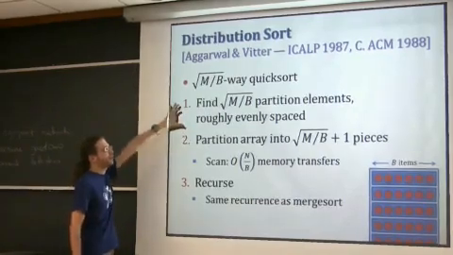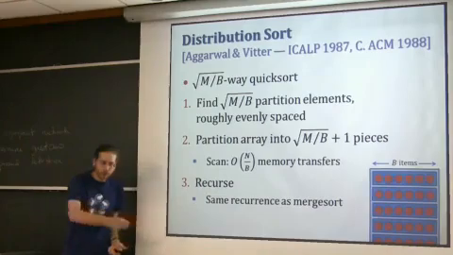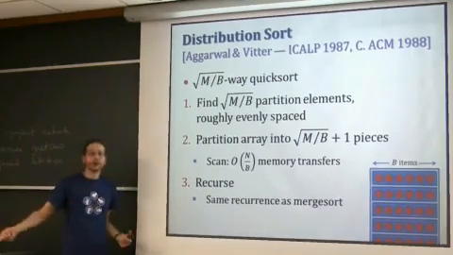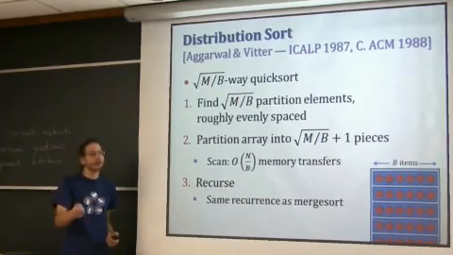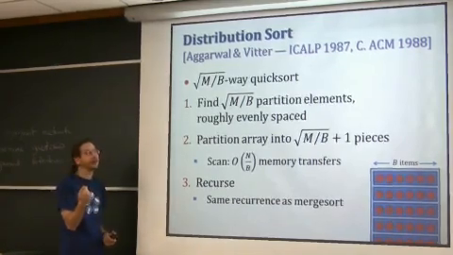Then once we have those partition elements, we can just do this square root of m over b way scan again. You scan through the data, and for each of them you see how it compares to the partition elements.